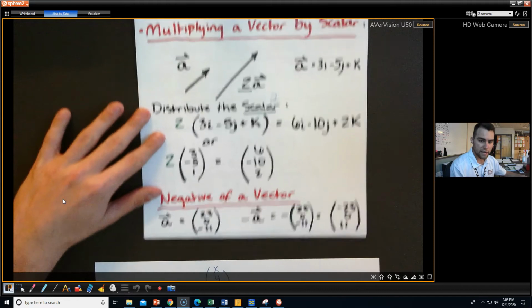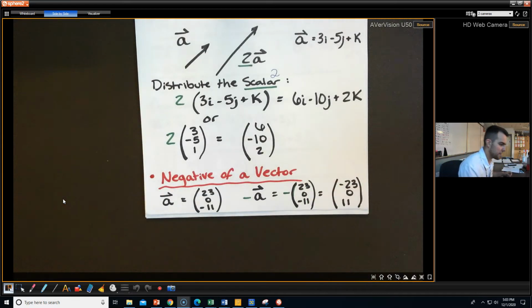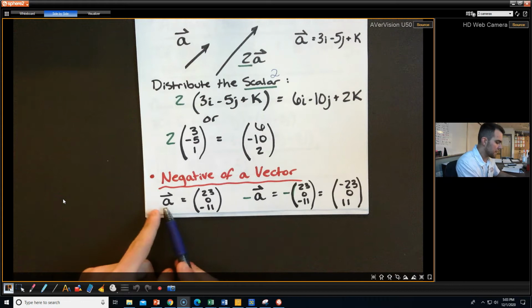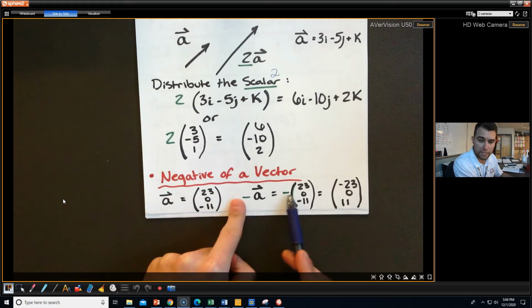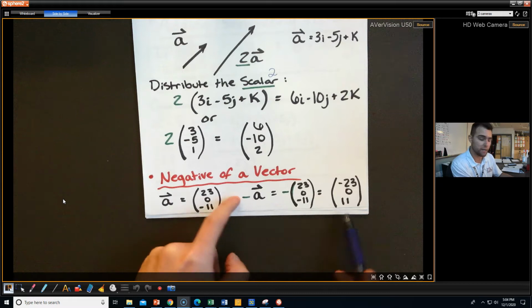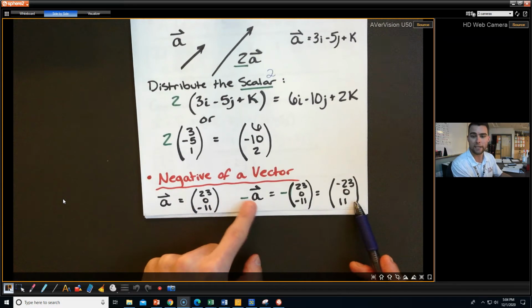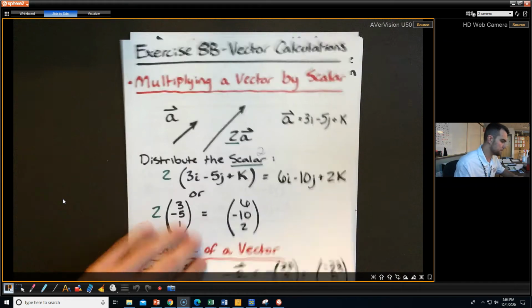The negative of a vector. Again, it's basically just like multiplying a vector by a scalar, except that scalar is going to be -1 now. And so if I have some kind of vector A, and now I take the negative of it, well, that is the negative of this whole thing, so I have to distribute the negative to every component that's in here. And so this would be my negative A vector right here. Okay, not too bad, not too bad.